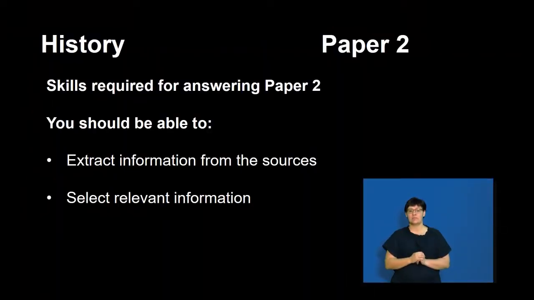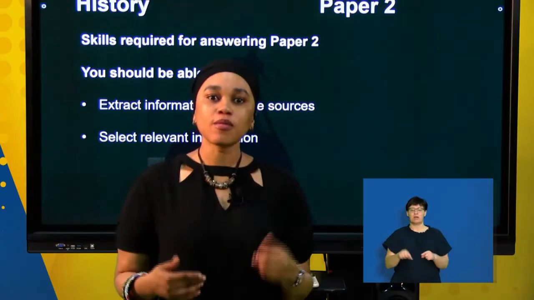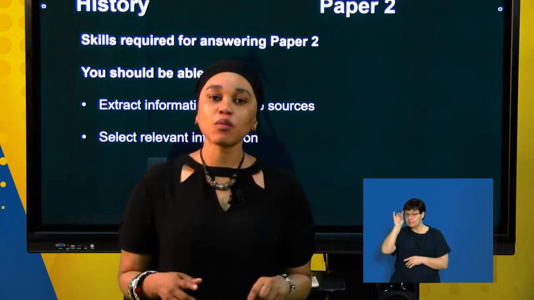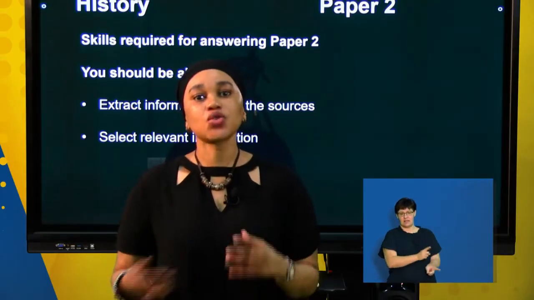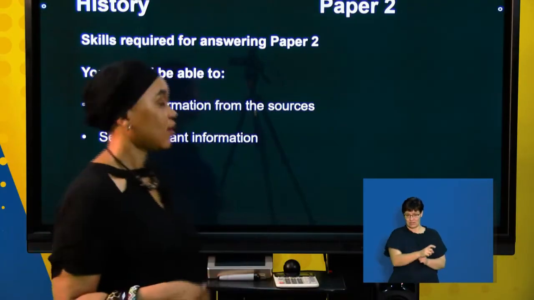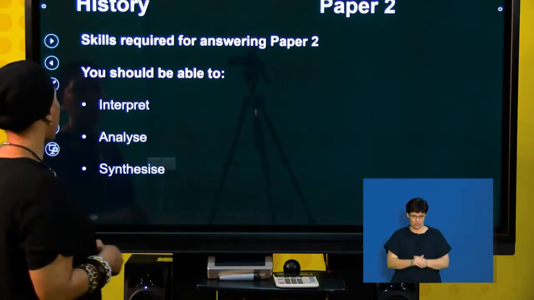Okay, and then you have to select relevant information. As I said to you before, you can't just randomly select information. You have to make sure that the information that you select is the information that will help you answer that question. It is relevant to the question. Okay, so those are the skills that you are required to demonstrate in this paper.